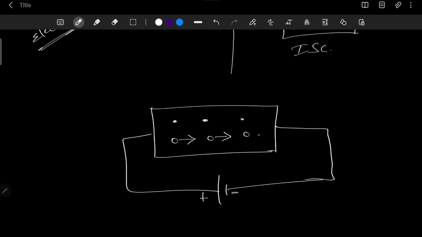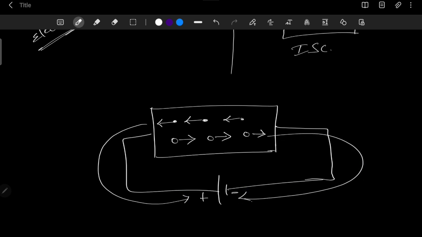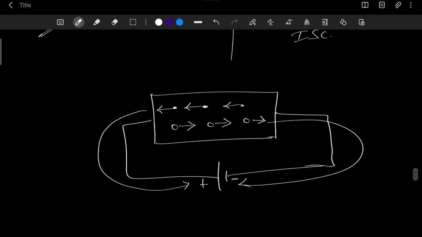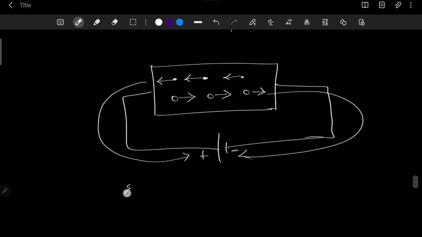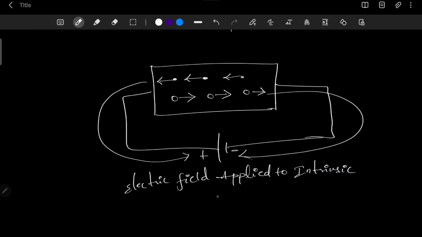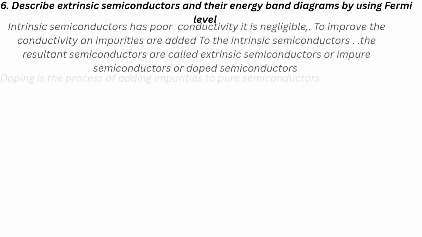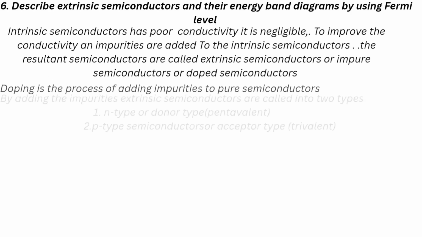We know everywhere the opposite polarities will attract, means we know electrons have negative charge and holes have positive charge. So these electrons will be attracted towards the positive terminal. Coming to holes, they have positive charge, right? So they are attracted towards the negative terminal. That's how the current conduction will be done due to both electrons and holes. So in intrinsic semiconductors, we have to remember some main important points.